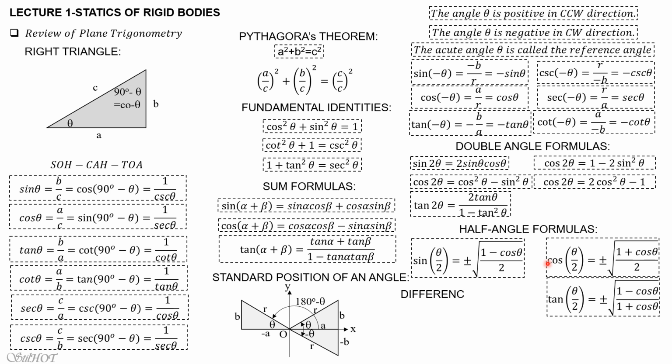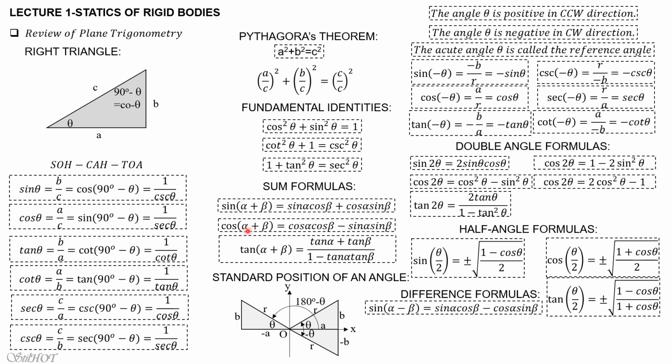Then for the difference formulas, all you have to do is replace in these sum formulas beta by negative beta. So that becomes sine of alpha plus negative beta, or sine of quantity alpha minus beta. Remember that the cosine of negative beta remains cosine of positive beta, while the sine of negative beta is the negative sine of beta from these negative relations here. So therefore, sine of alpha minus beta is sine alpha cosine beta minus cosine alpha sine beta.